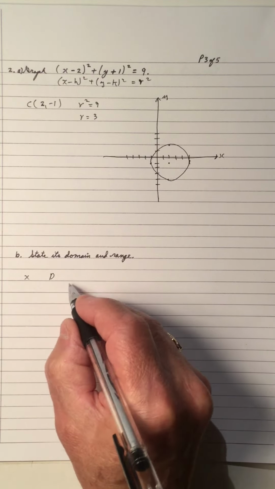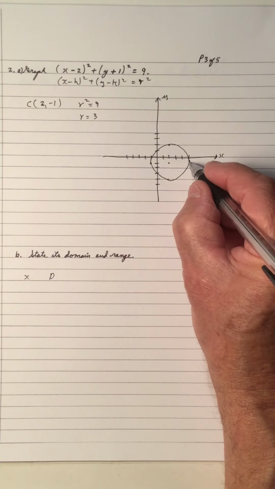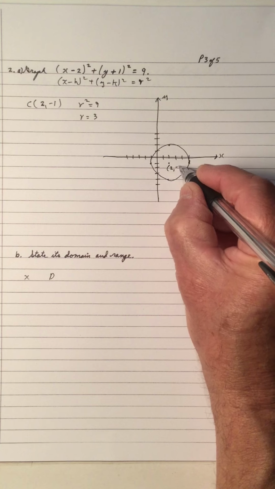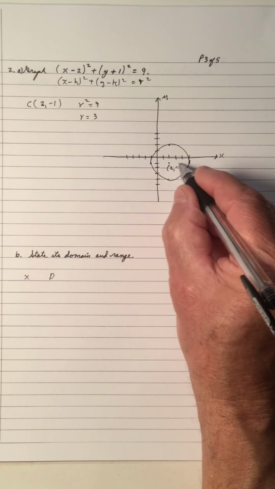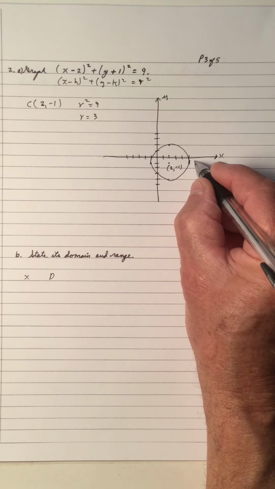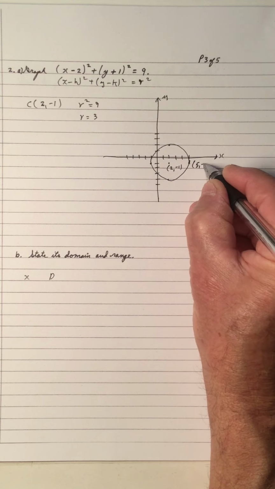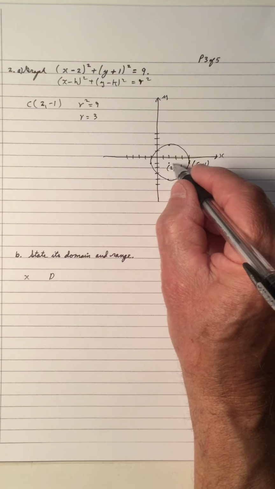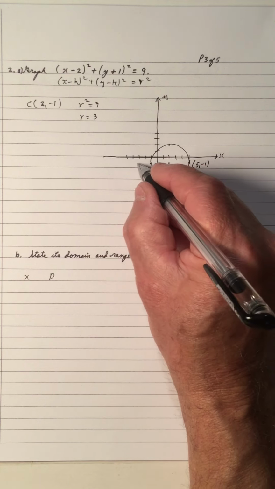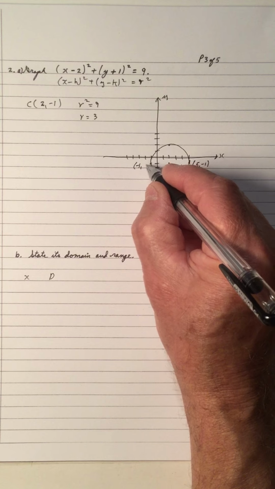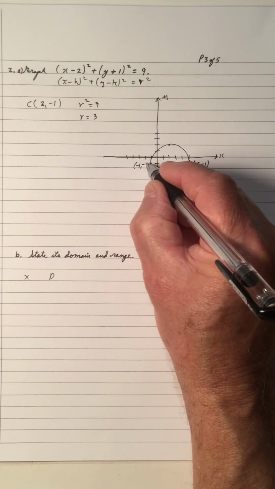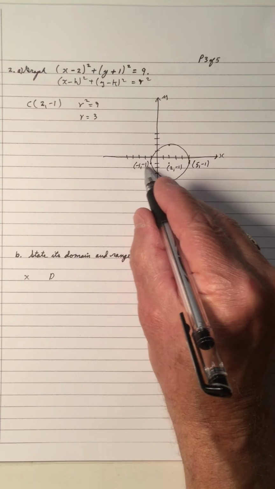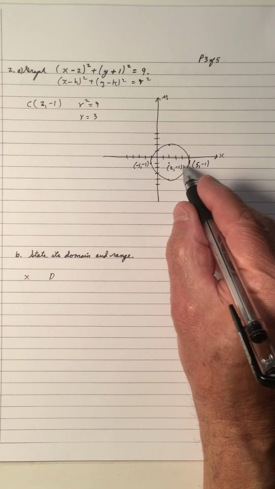are the x's. So the x values, if you look at this center here, which is (2, -1), when we go horizontally to the right, we add on 3, so we get (5, -1). And when we go to the left, we take away 3. So this point here is (-1, -1). Notice on the horizontal line the x's change, so the y's don't.